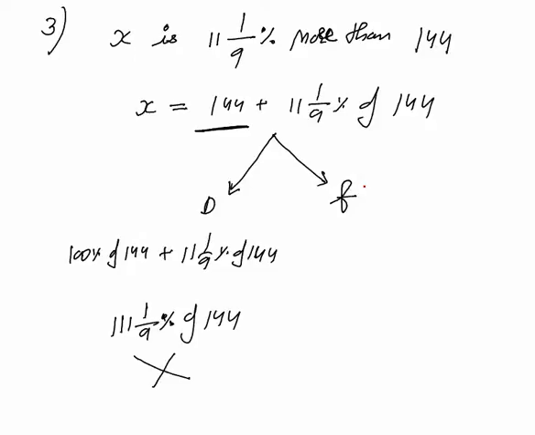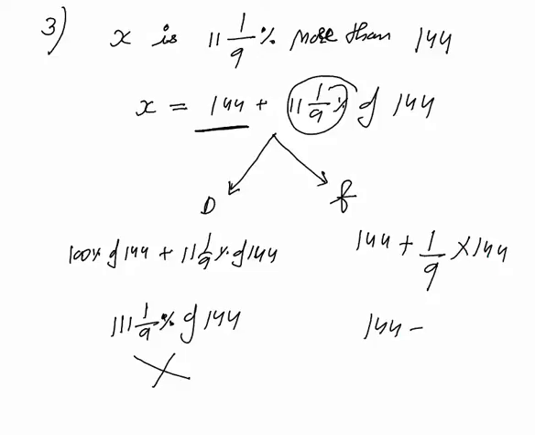So this question will be best solved by the fraction method, because 11 1 by 9% is simply 1 by 9. So the fraction of 11 1 by 9% would be 1 by 9 into 144, and that would be simple. 9 sixteens are 144. This is 16. So 144 plus 16 would be 160. So in this particular question, the fraction method is very important. You must know all the three methods.